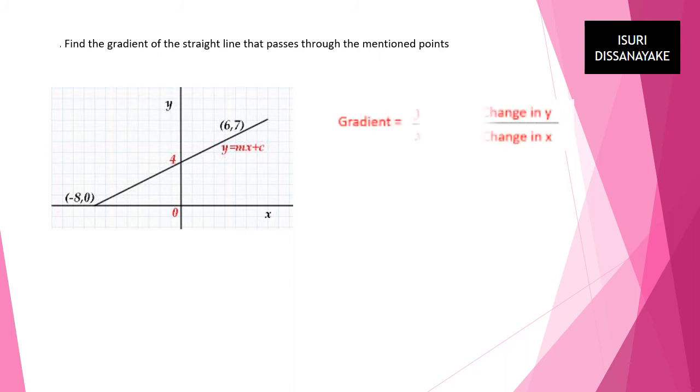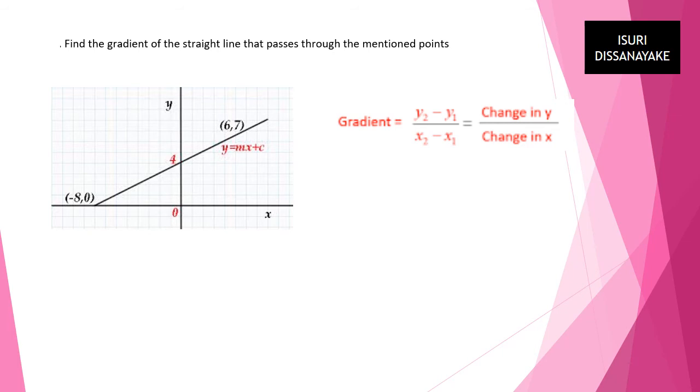For this you have an equation. The gradient is equal to y2 minus y1, the difference between the two y coordinates, divided by x2 minus x1. That means the difference between the two x coordinates. So let's work out this example.